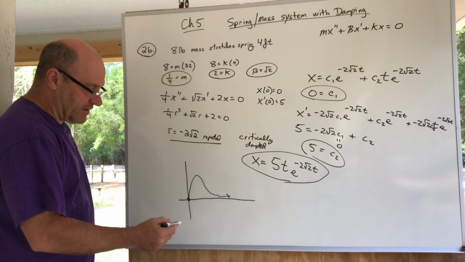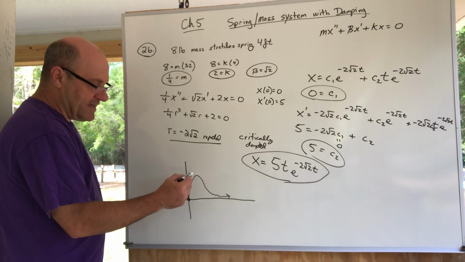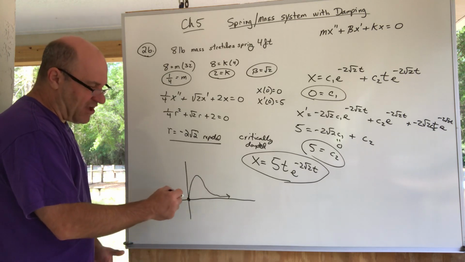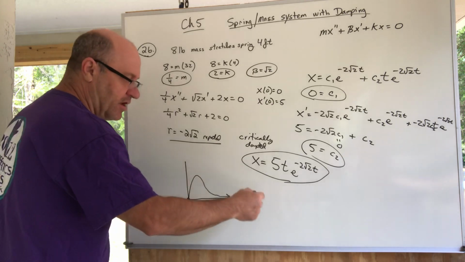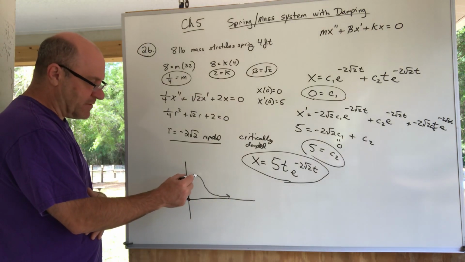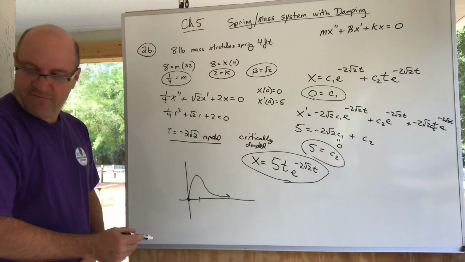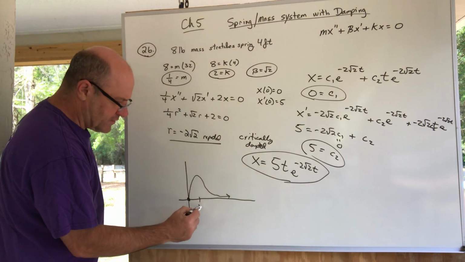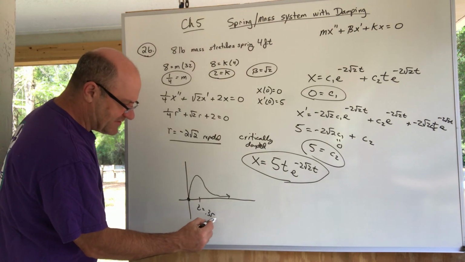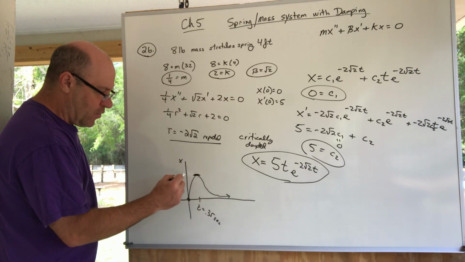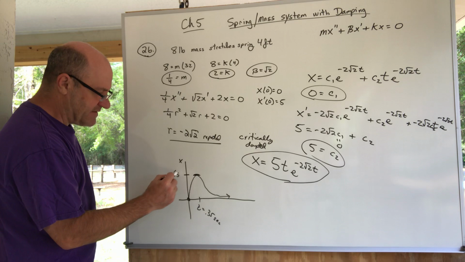The question in the book did want to know when did it reach its maximum displacement from equilibrium, which we no longer really call an amplitude here. We don't have a wave, we don't call that an amplitude, but when did it reach this maximum? So I used my calculator, and I found the answer to be t equals 0.35 seconds here, and this maximum x distance here was 0.65 feet.